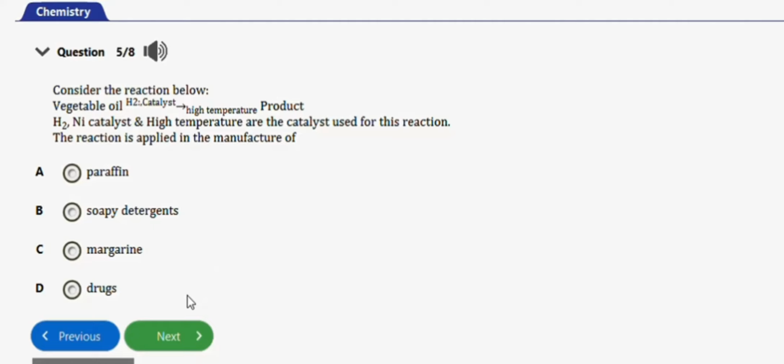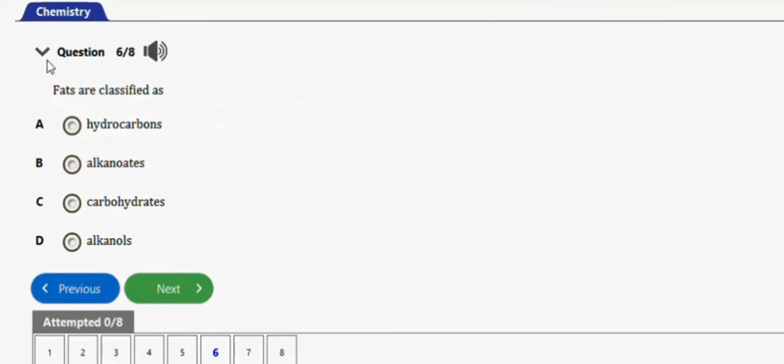Okay, the next question with this one, it says fats are classified as alkanoates, option B. Alright, very important, take note of this question. The next question will be this one.